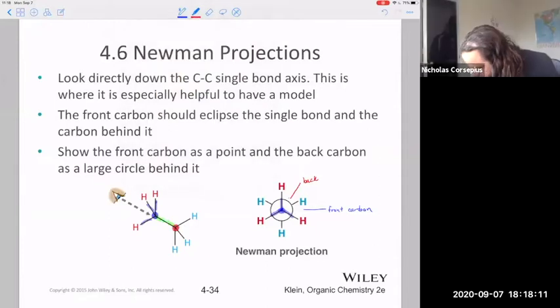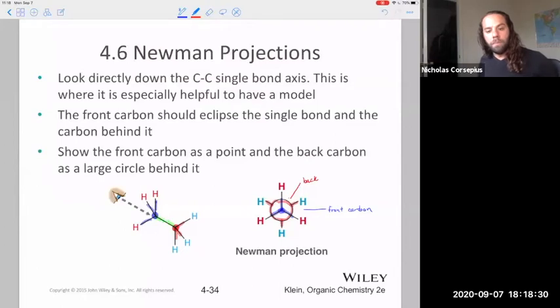Likewise, we have the back carbon here. It's bound to my blue hydrogens, 1, 2, 3. I guess I could have switched the colors. That would have made more sense. Anyway, I have my back carbon here, and notice how it is bound to these 3 hydrogens. They stick out just from that circle, that back carbon circle.